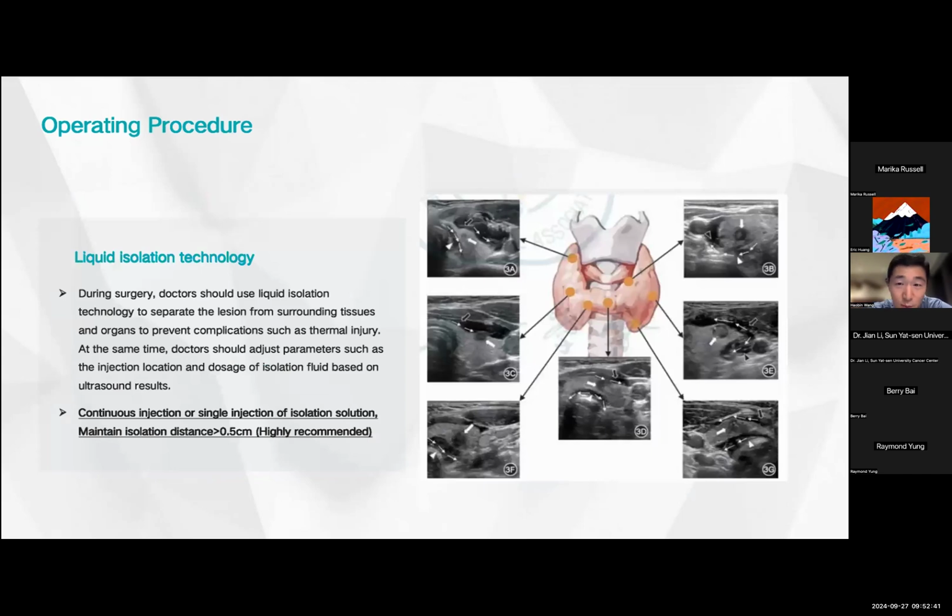The next one is also very important. It is about the liquid isolation technology. During the surgery, doctors should use liquid isolation technology to separate the lesion from surrounding tissues and organs to prevent complications such as thermal injury. Doctors should adjust parameters such as injection location and the dosage of isolation fluid based on the ultrasound results. Continuous injection or single injection of isolation solution. Maintain an isolation distance above half a centimeter. This one is very important. This is also highly recommended in the consensus.